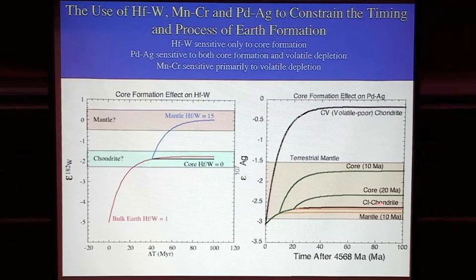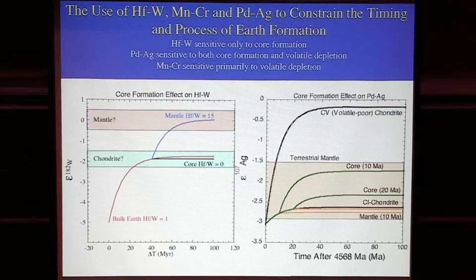And then if you have a core-forming event at 10 million years here, for example, you'll segregate it out. But in this case the mantle is the one that has its silver isotopic composition retarded, because it has a lower palladium-silver ratio, because all the palladium went into the core. So here is the core, for example: because you've increased the palladium-silver ratio in the core, it rises up like this.